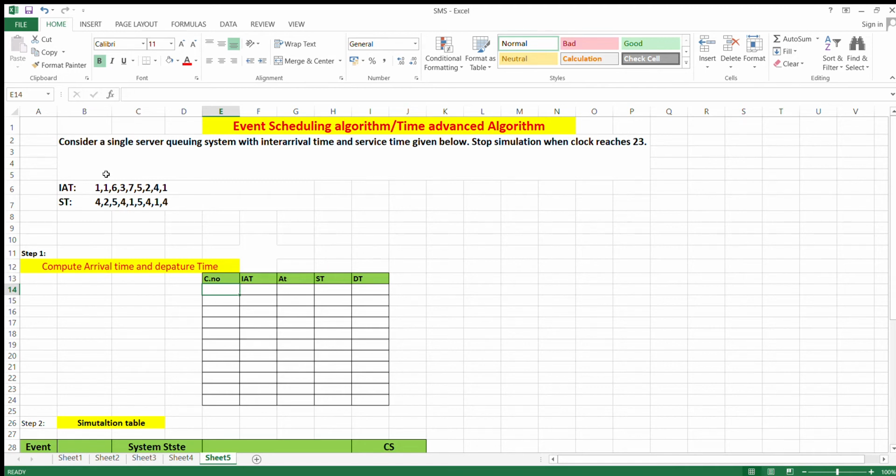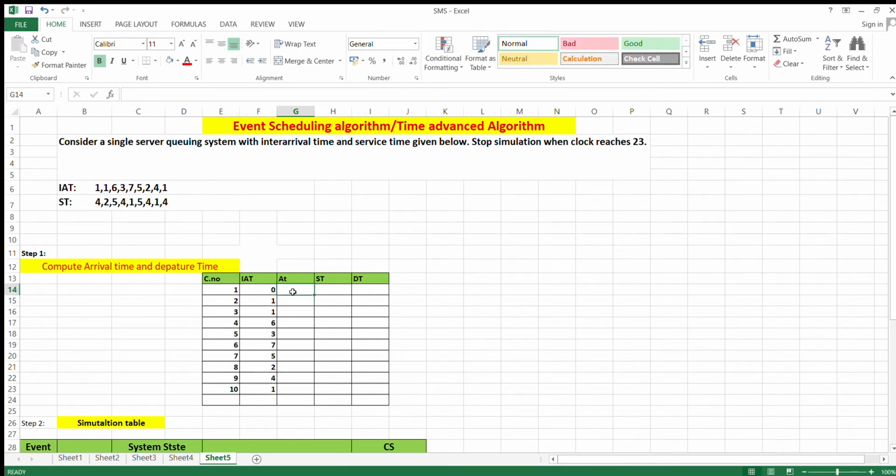So total inter-arrival time is given: 9 plus 1 customer. The inter-arrival time for the first customer is a dash, I will write 0 here. In the exam you write a dash. So inter-arrival times for the second customer onward are 1, 1, 6, 3, 7, 5, 2, 4, 1. Now find out arrival time.